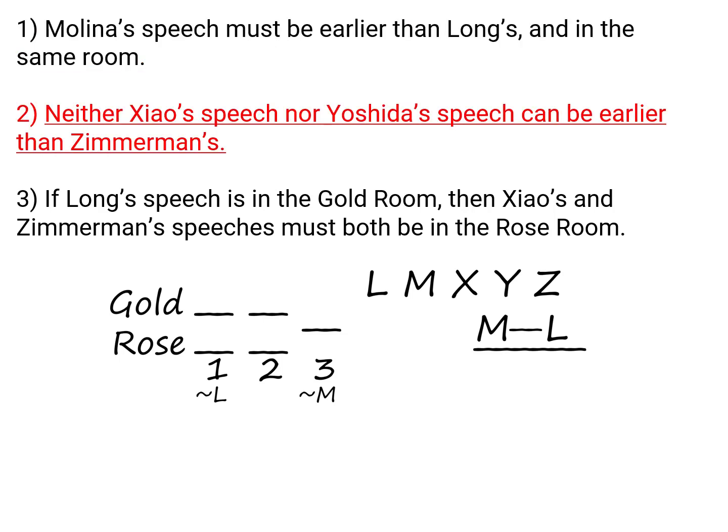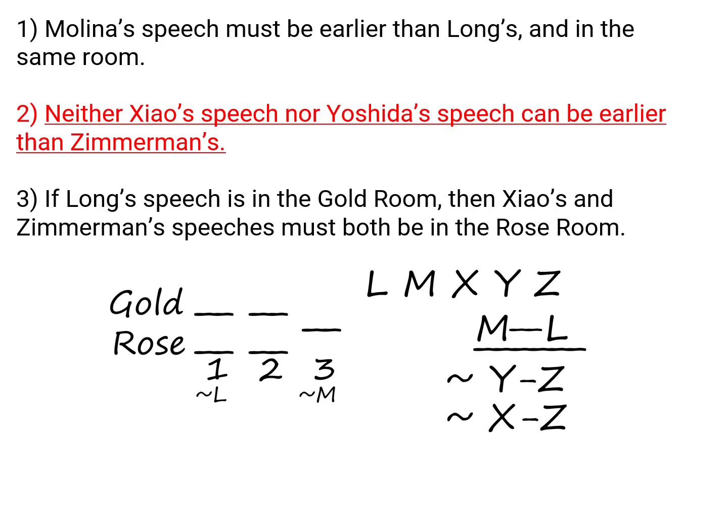Rule 2 just has a couple of exclusions. It tells us 2 things that are not allowed to happen. We're not allowed to have Y in front of Z, and we're not allowed to have X in front of Z. Don't confuse this rule. It doesn't mean that Z is definitely in front of them. Z could come at the same time as them, he just can't come after them.